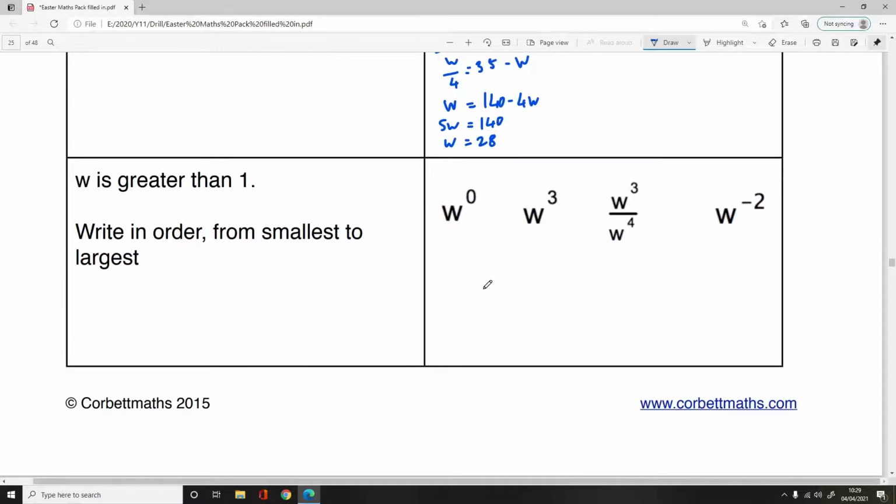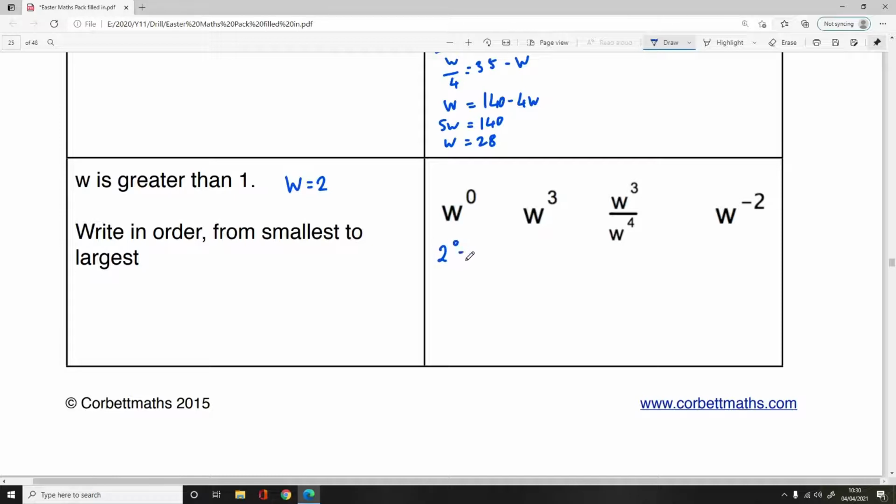Lastly, w is greater than 1, write in order from smallest to largest. Now, obviously we could think about this and ponder evens and odds and what happens here. But it says it's greater than 1 and this will always be true. So let's just pick a number that's greater than 1. Let's just say w equals 2 and work this stuff out.